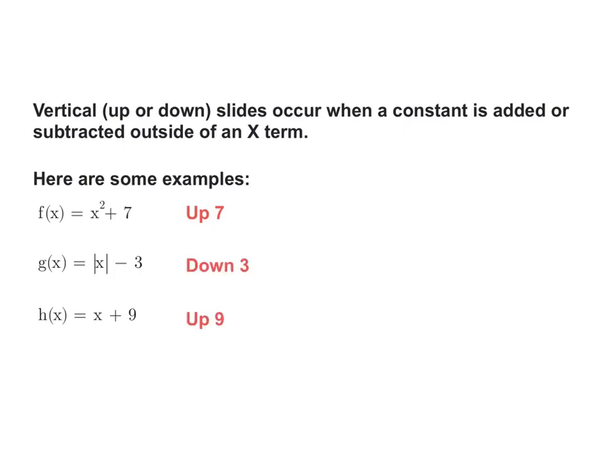When it's outside the variables, it just shifts up or down. Any questions on that? That's just a vertical shift. That's a vertical slide. Horizontal works a little bit different.